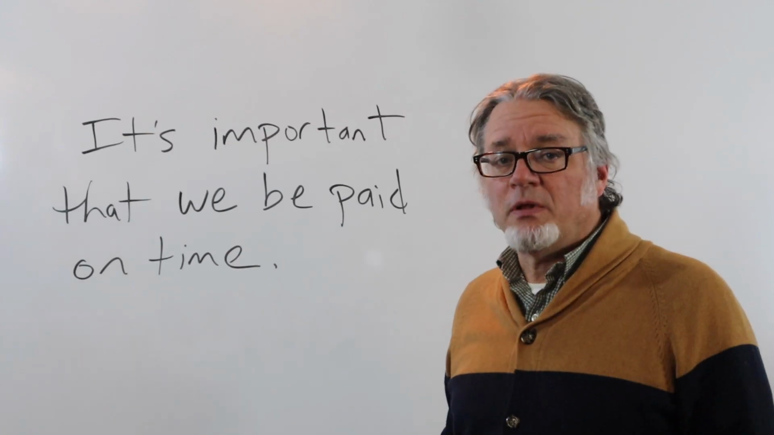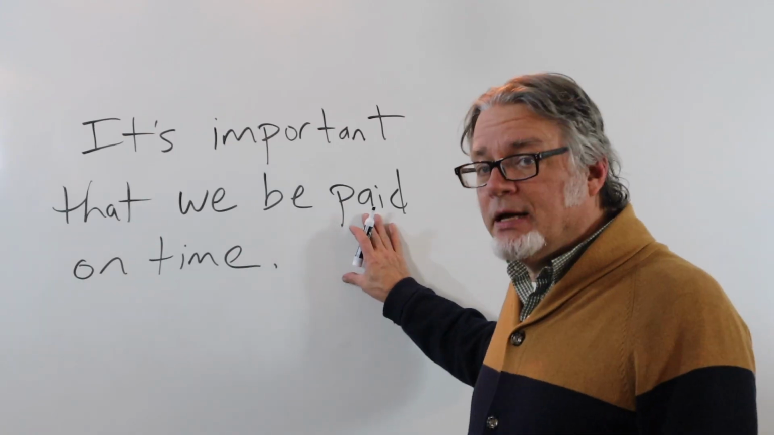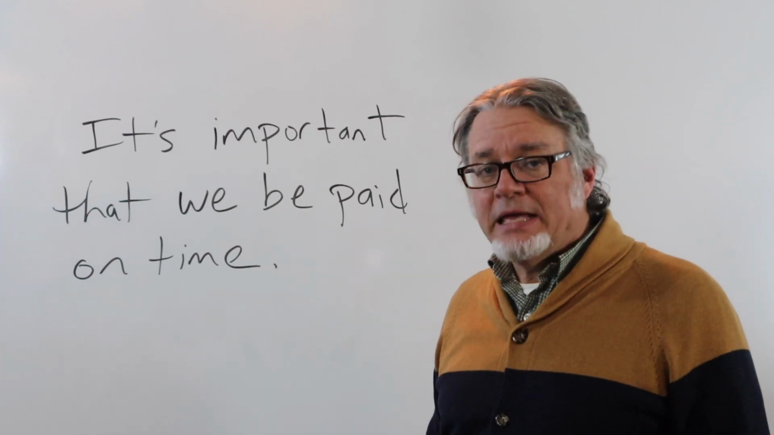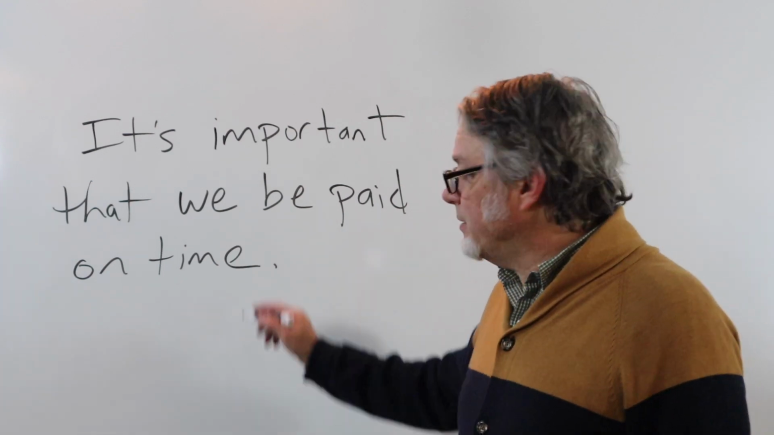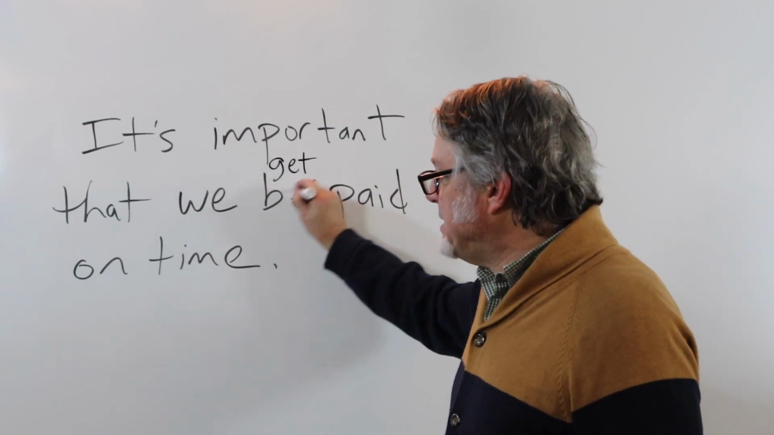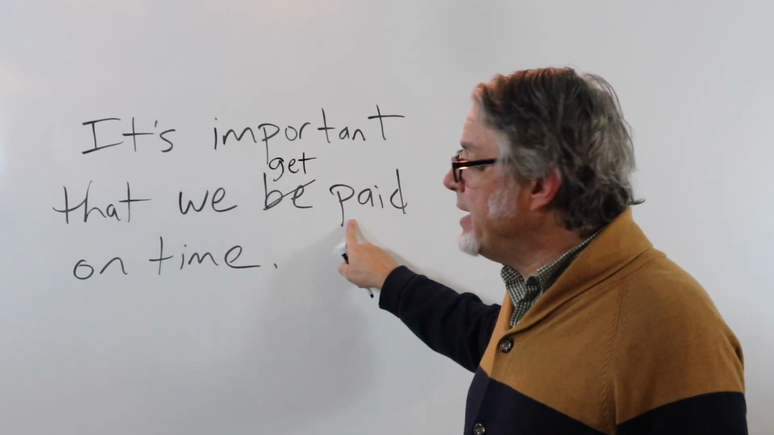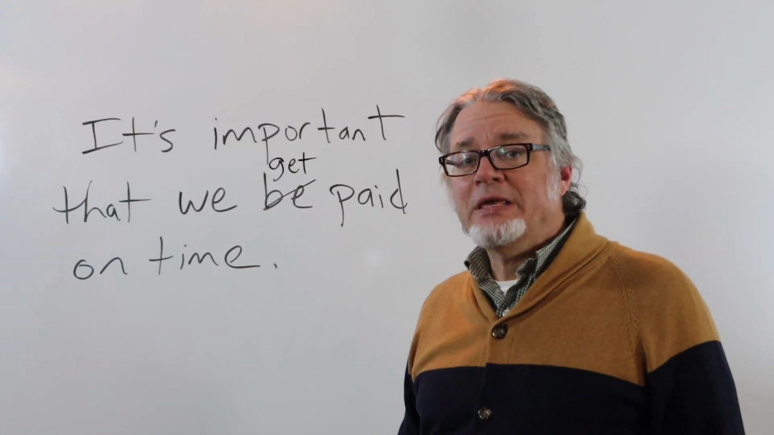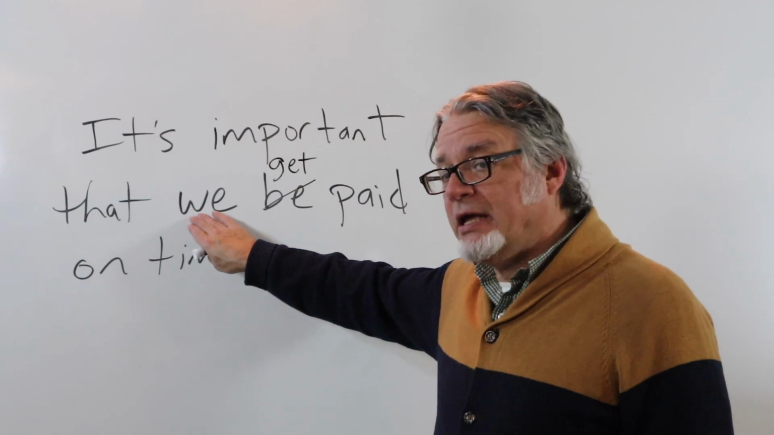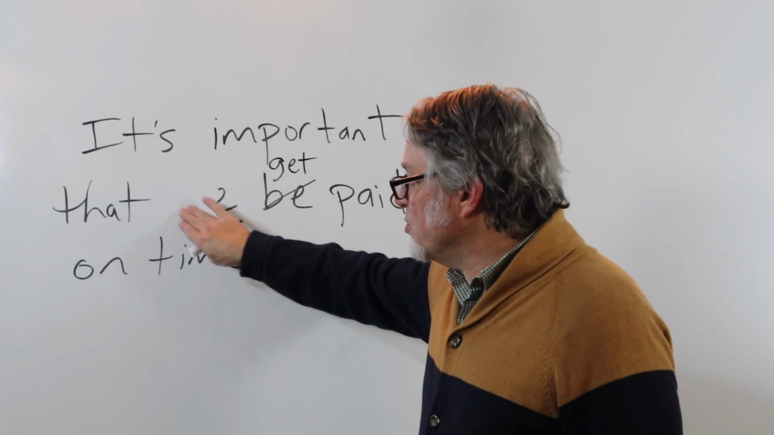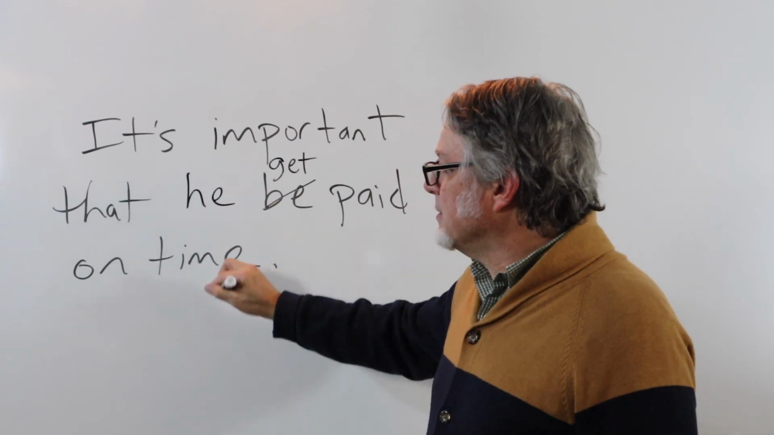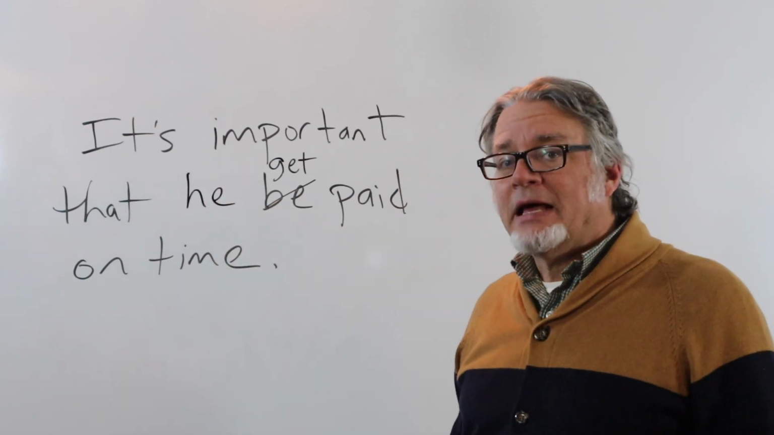Here's another example with the verb pay in the passive voice. It's important that we be paid on time. And you could substitute get for be. Get is often used with pay. It's important that we get paid on time. And remember that you could change this subject to he or she or I. It's important that he get paid on time.